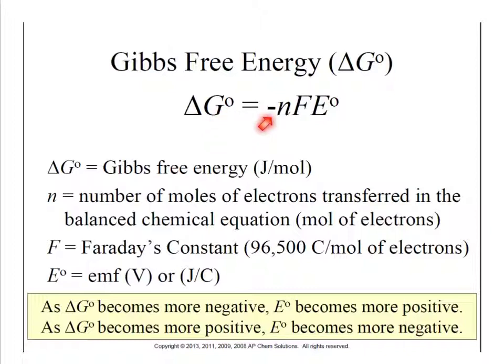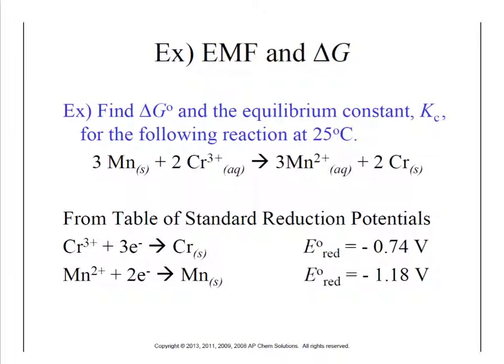Do note, though, there is a negative sign in this equation, so it's going to be the negative to get our delta G. And n is the number of moles of electrons transferred in a balanced chemical equation. So when we balance the reaction, how many moles of electrons are transferred from the oxidation to the reduction. And of course, I'll show you an example.